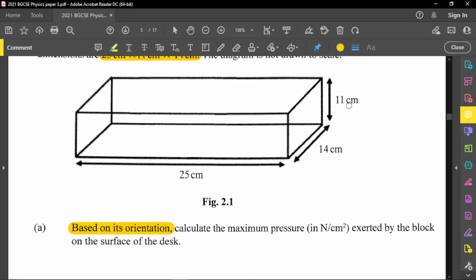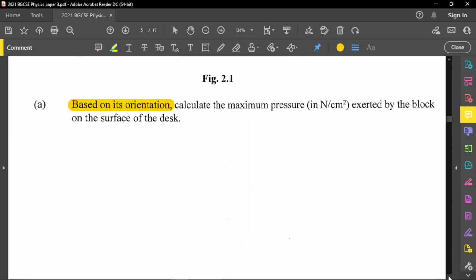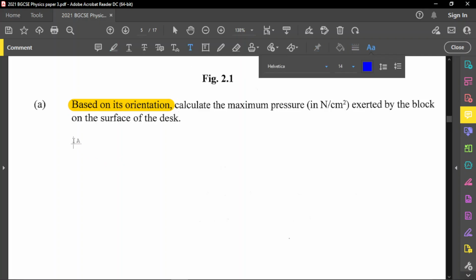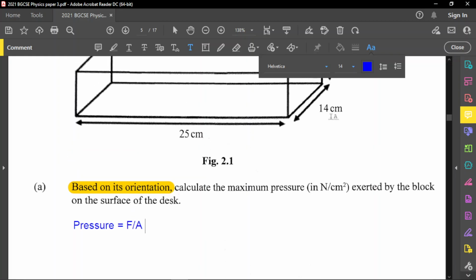It said the maximum pressure based on the current orientation, so based on the orientation that is exerted on the desk. But what I'm going to do, I'm going to calculate both of them, so you see how I work through this. So based on what they're asking us, just to make a note that pressure is equal to the force over area, so force divided by area. Our force, as stated in the question, was 70 newtons. But let's look at our area based on the orientation of the block. Our area will be 25 centimeters by 14 centimeters.